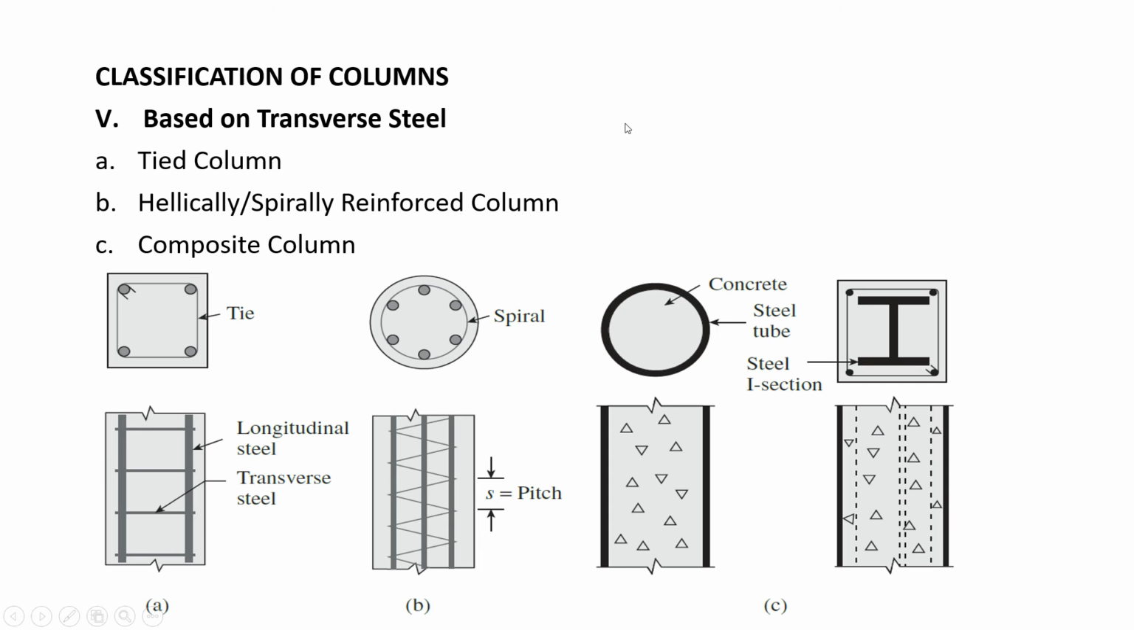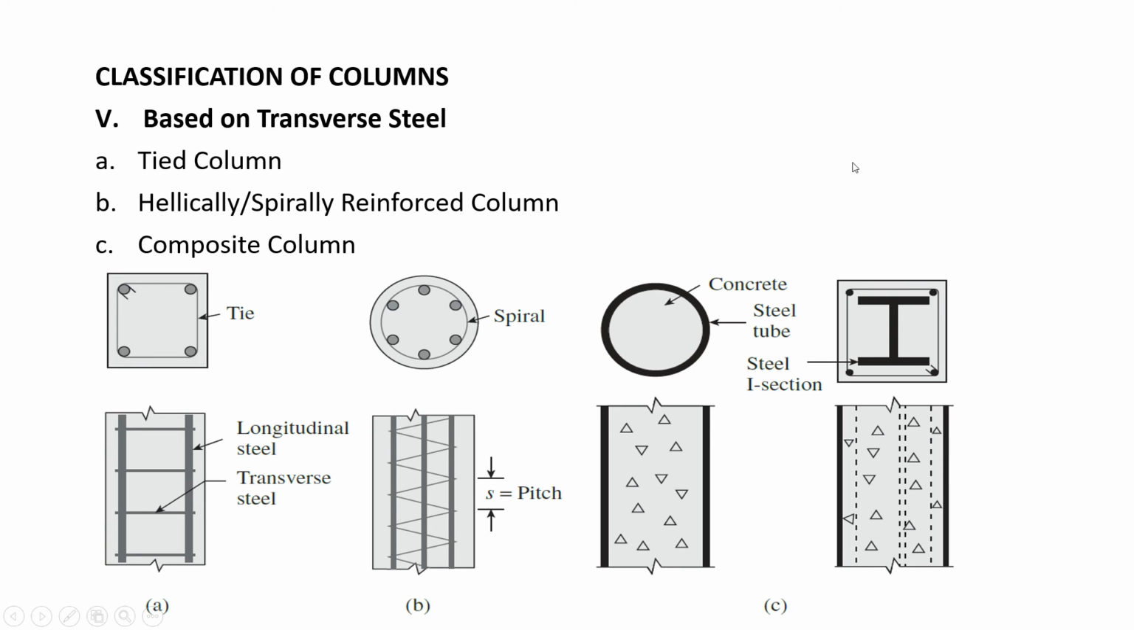The next type of column is based on the type of transverse steel. If we are providing transverse ties for supporting the longitudinal steel, then we will call it a tied column, and if the ties are in a spiral fashion, then we will call it a helical or spirally reinforced column. And if my column has a central core made of concrete surrounded by a steel tube, then we will call it a composite column.